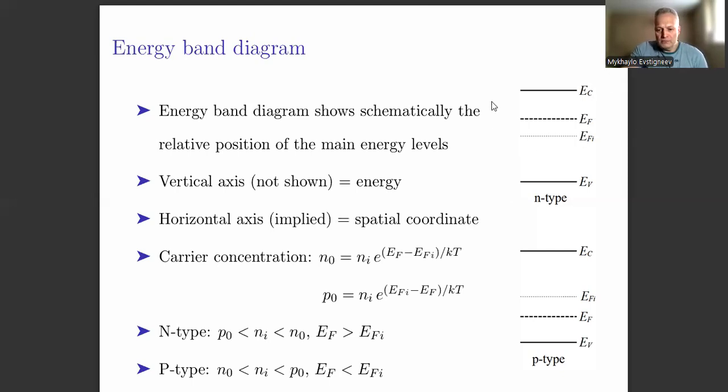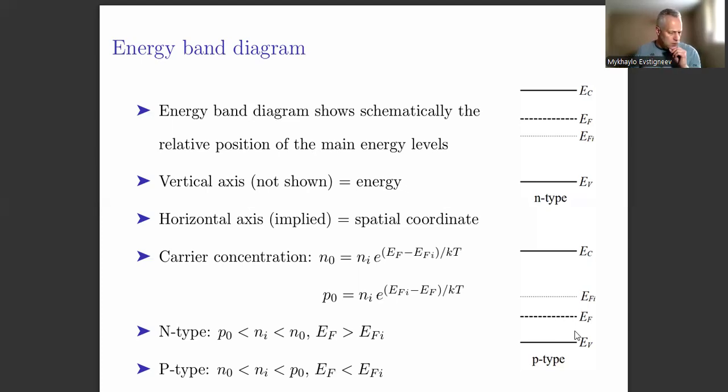So the first diagram describes an n-type semiconductor. The Fermi energy is closer to the conduction band edge, which means that electrons are the majority carriers and holes are minority carriers. N-type semiconductor. And the second diagram corresponds to the p-type semiconductor. The Fermi energy is below the intrinsic Fermi energy. It is closer to the valence band edge.